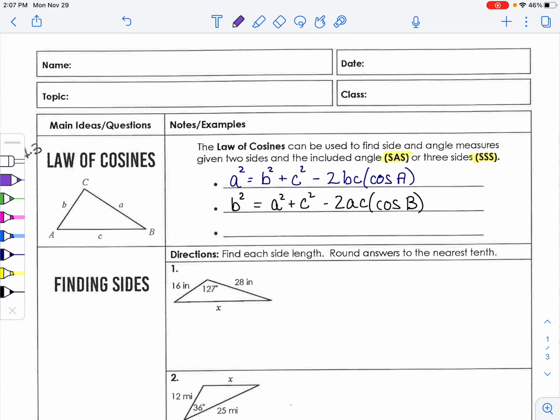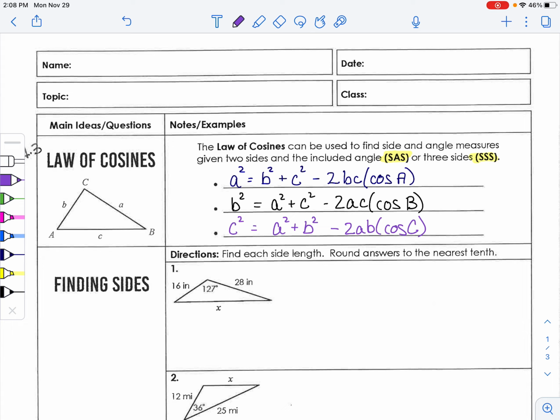And last but not least, the third version of this is if I had C squared on the left. The other two sides in my triangle would be A squared and B squared. I'm subtracting 2, and the two sides on that same side of the equal sign are A and B. And I'm multiplying by the cosine of, I started with side C, so I'm going to end with angle C. So these are my three variations.